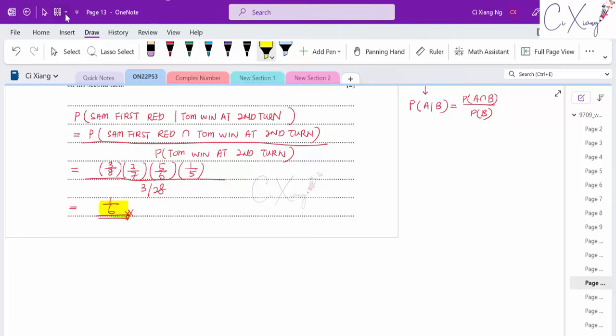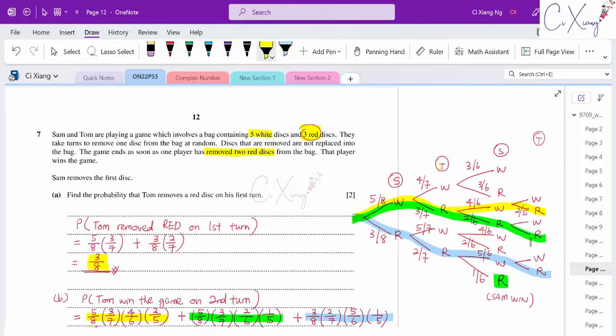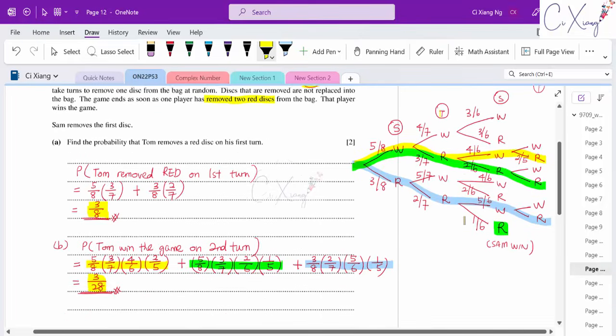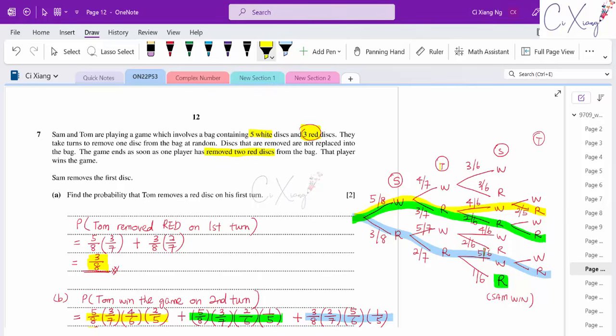For this question, to me, the way that helps us visualize more clearly is the tree diagram. Although we need some time to draw it out, it helps me see very clearly what is going on. So this is already the last question for this paper.